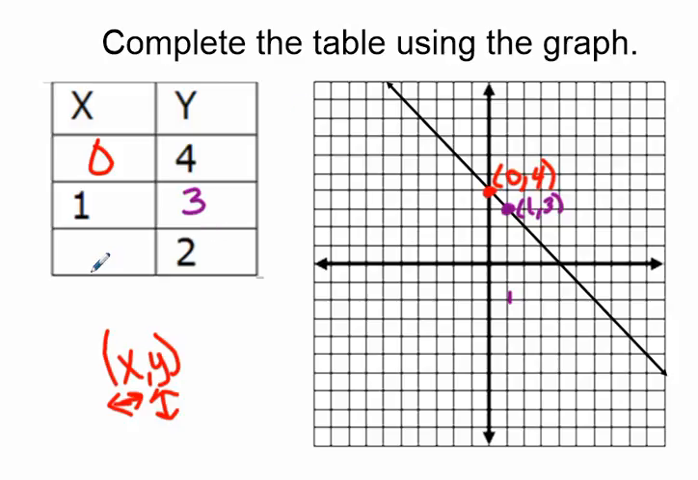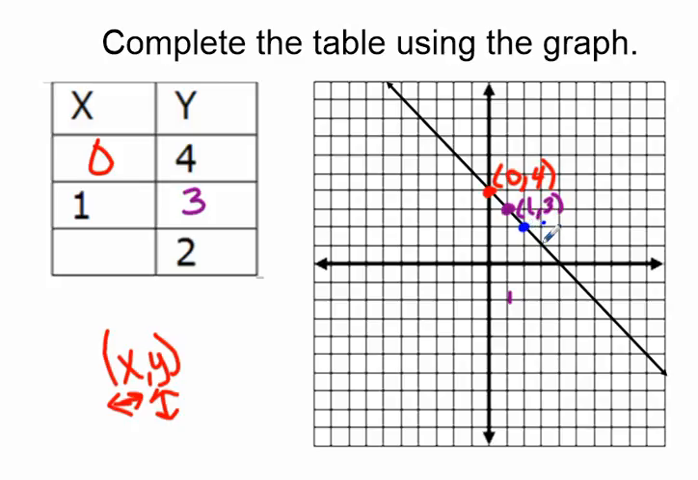And the last point that we need to find here is where y is 2. So I'm going to, again, I like to use the origin, but I'm going to go up to where y is 2. And so anywhere along this line right here is where y would be 2. And I can see that this graph cuts through right here.